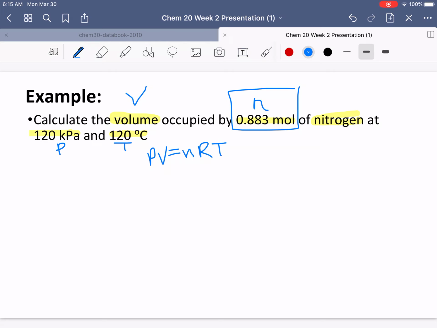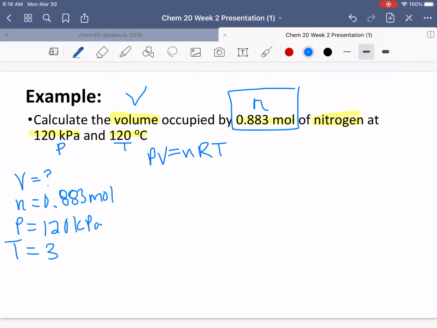Okay. Purpose of the question, looking for volume. Volume equals question mark. n equals 0.883 moles. Yes, I want you to write your givens each time. Get into the habit, continue the habit from our other questions. Pressure is 120 kilopascals and temperature is 120 degrees Celsius, but once you add that to 273.15, you get 393.15 Kelvin. And of course, you always have R.